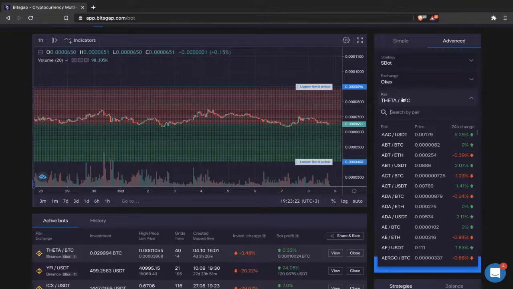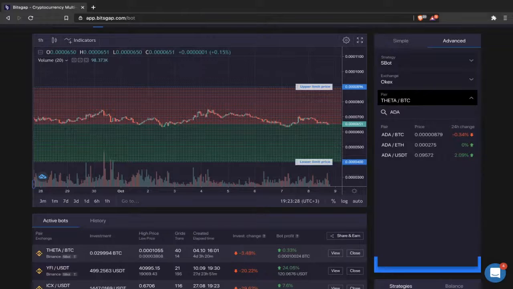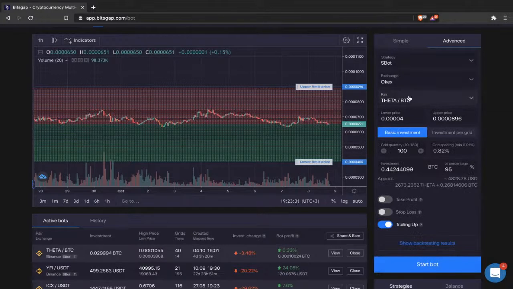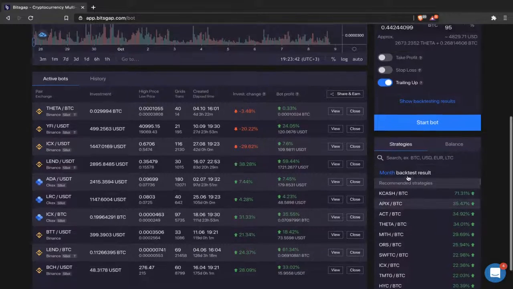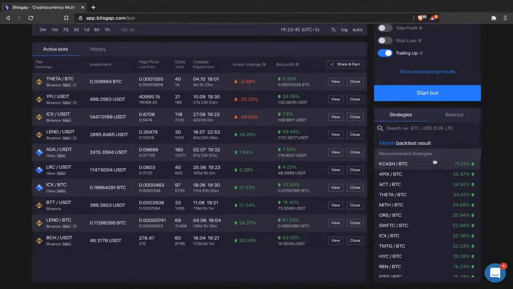The section here, so you can type in the cryptocurrency you are interested in, let's say Cardano. So here you go. But if you don't know which cryptocurrency pair you want to trade, below, if you scroll down, you will find a section known as strategies, and here is the list of recommended strategies. That means these are the cryptocurrency pairs that during the last month demonstrated the biggest return in bot profit. All right.